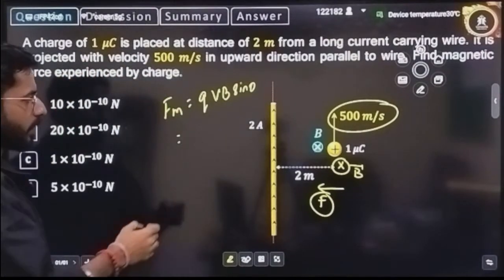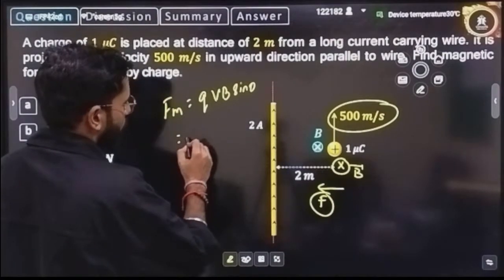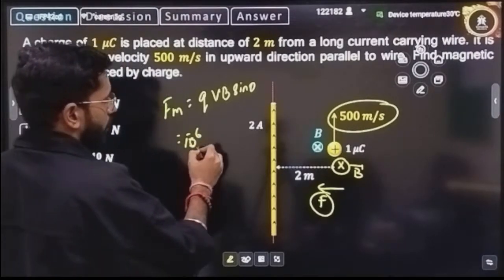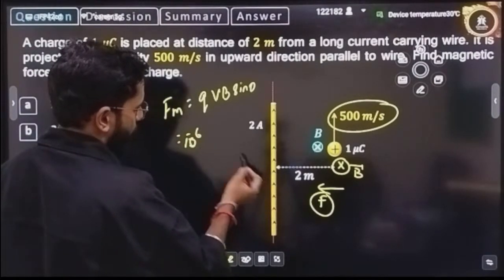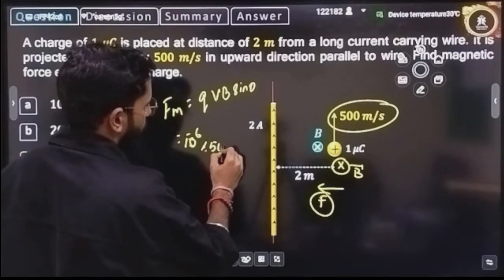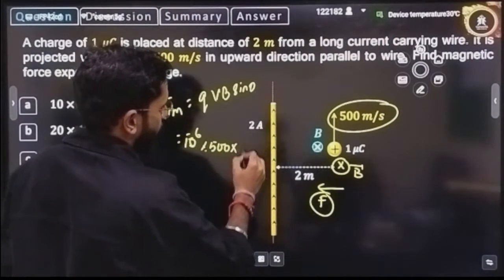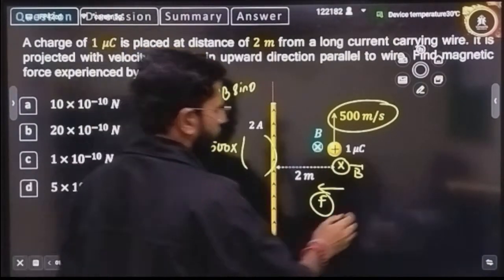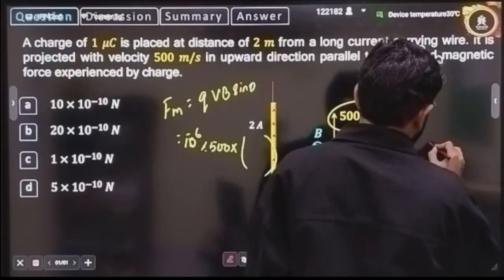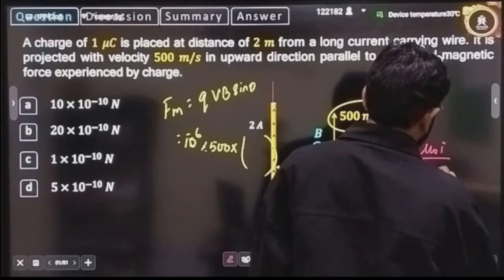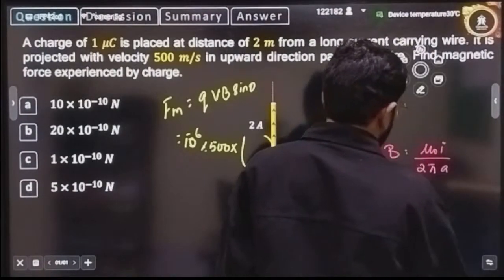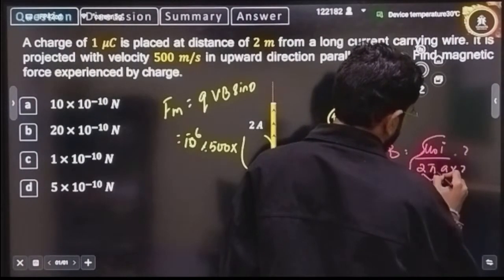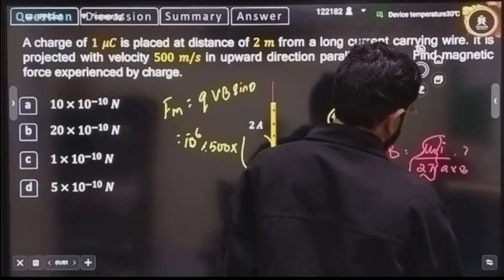But magnitude wise, 1 microcoulomb means you will write 10 power minus 6. Correct now? 10 power minus 6 into velocity, velocity is 500, into magnetic field, which you have to calculate, and sine of theta, sine of 90 is equal to 1. Now how will you write the magnetic field due to a wire? Mu naught I divided by 2 pi a. Here I multiply by 2 into 2, that means mu naught divided by 4 pi, which is completely 10 power minus 7.